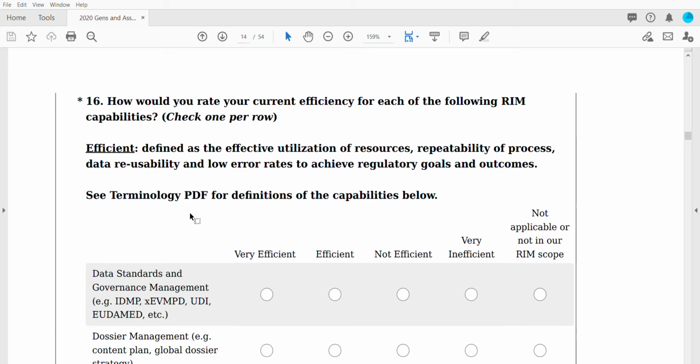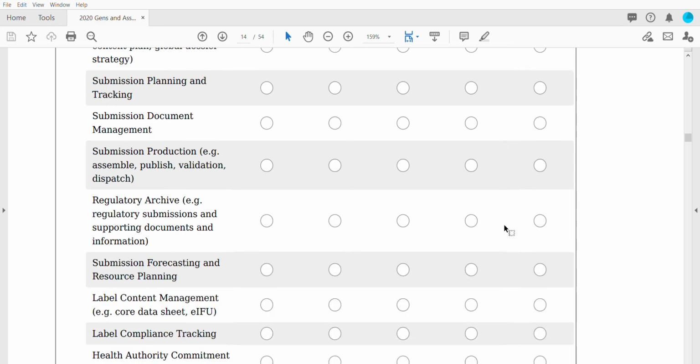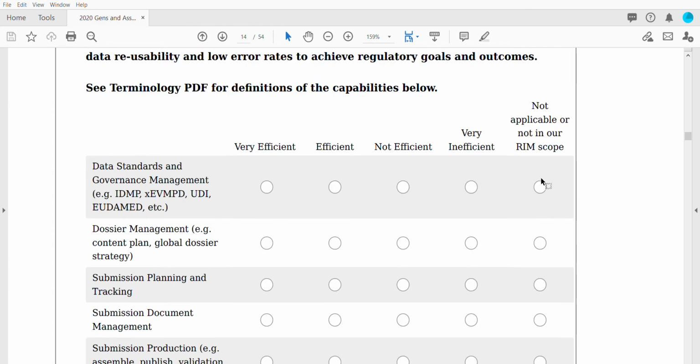So one question we get on the debriefs is why the 4-point scale? So we have very efficient, efficient, not efficient, and inefficient. This is a required question. You'll see the asterisk there. And there's always an escape clause, not applicable or not in our RIM scope. So maybe, for example, that your label content management is not in your RIM scope, you would just check that.